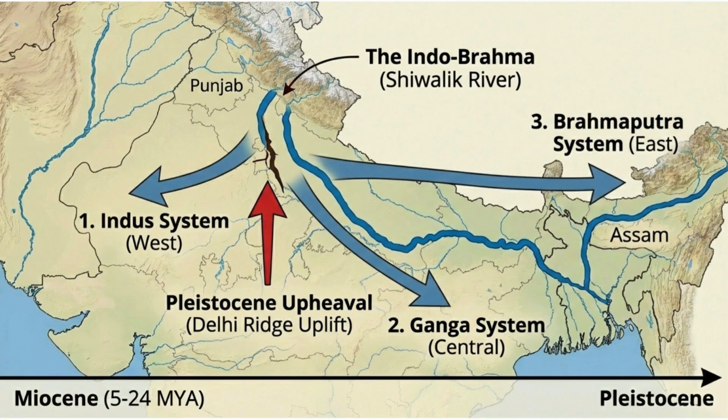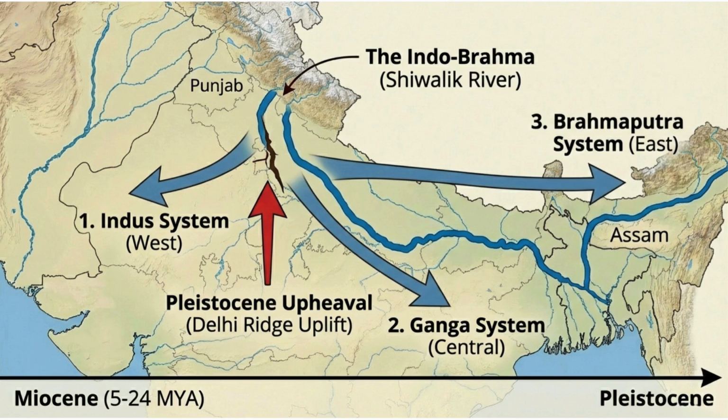Now comes the historical backbone of Indian drainage. In the earlier phase, there was a major river system called the Indo-Brahma, also described here as the Shivalik River. This belongs to an older phase stretching back toward the Miocene, roughly 5 to 24 million years ago. Then came a major tectonic event, the Pleistocene upheaval, especially the uplift of the Delhi Ridge. That uplift reorganized the old flow and split it into three major systems.